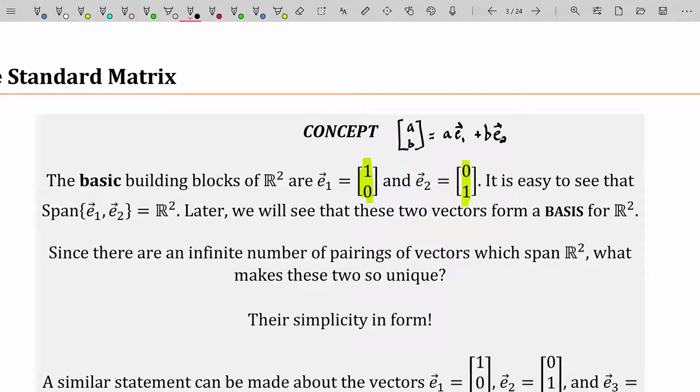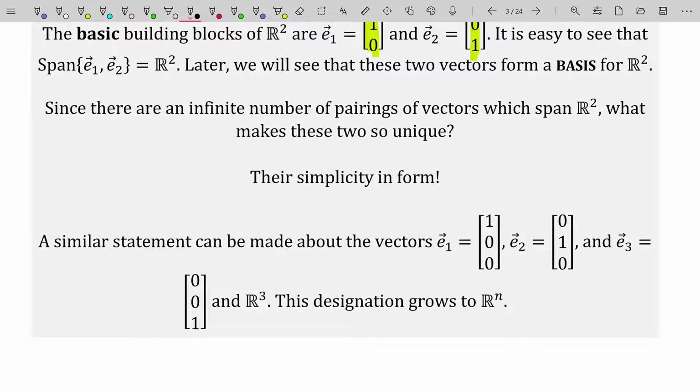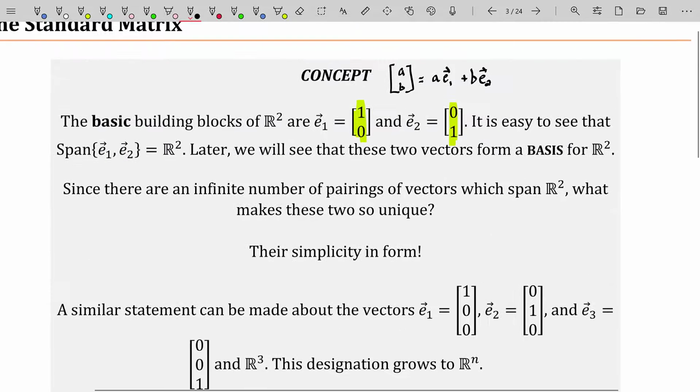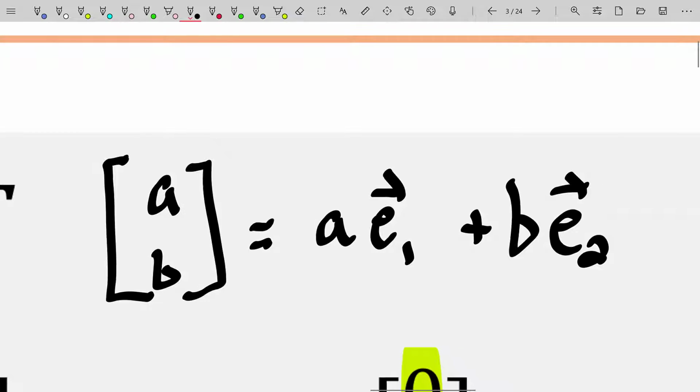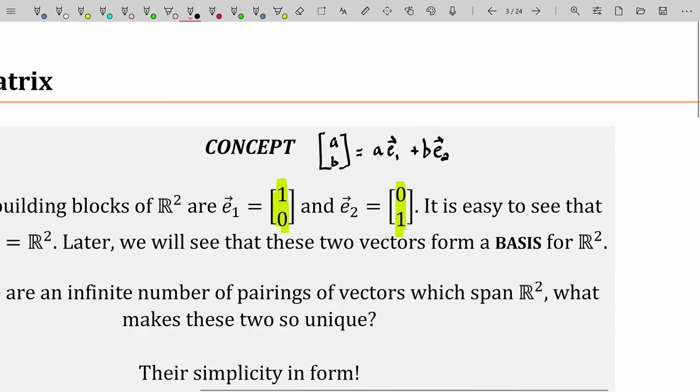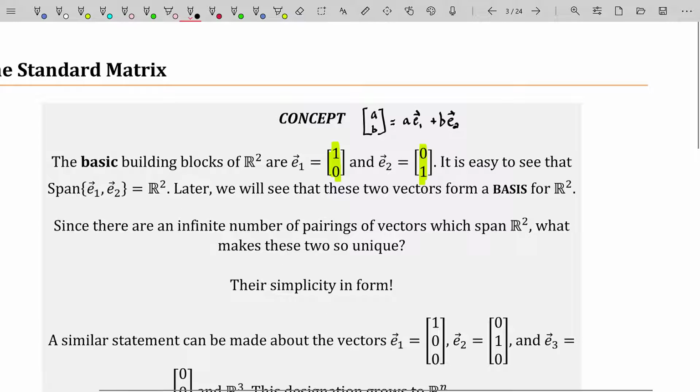Very clean and easy to build a space from those two basic building blocks, which we call the basis for R squared. There are actually an infinite number of pairings of vectors that span R squared, but these two are really unique. They're just very important. Not only are they orthogonal or perpendicular to one another, but they just really make it easy to build a lot of vectors from them. That works nicely with this example. You can easily see that, yes, building (a, b) is very easy using those two vectors. And as I say down there, what makes them so unique?